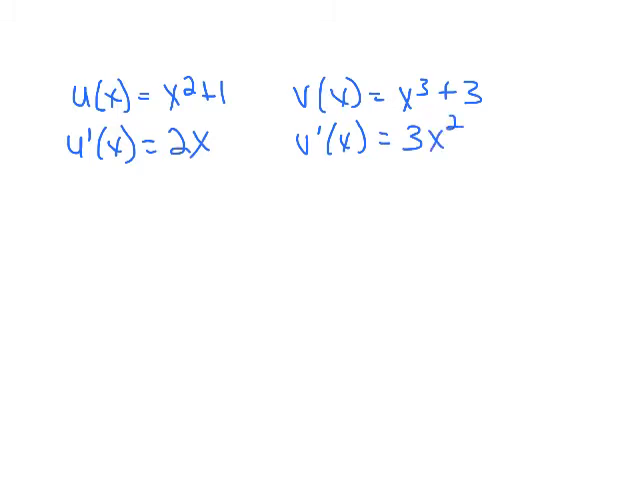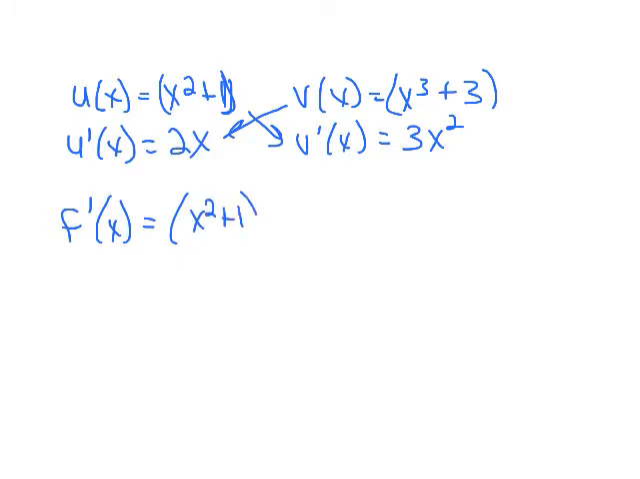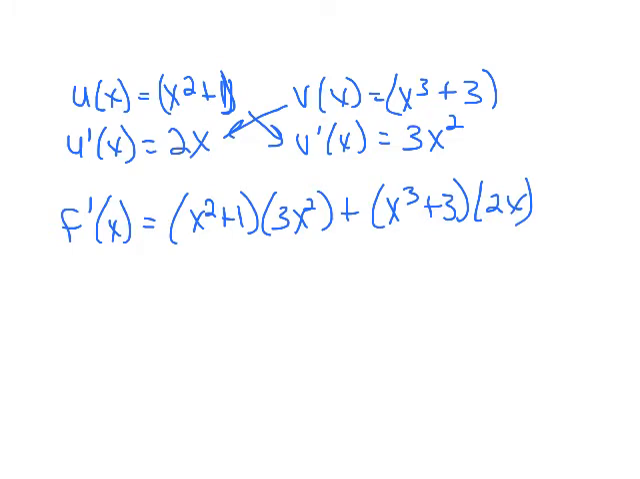Then you can put this together. My final derivative, f prime of x, is going to be u of x times v prime plus v of x times u prime. So x squared plus 1 times 3x squared plus x cubed plus 3 times 2x. Now you have to simplify it down. You can't just leave it like that.